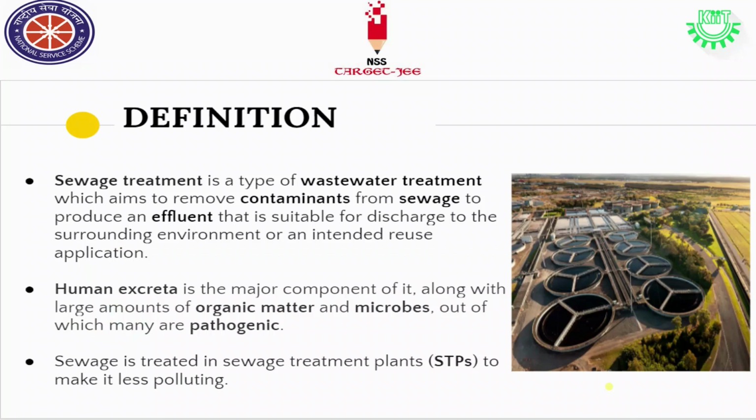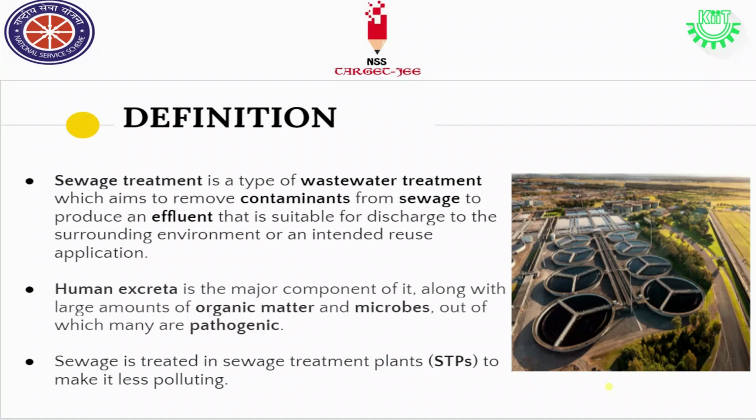We know that a large quantity of wastewater is generated in both cities and towns. A major component of this wastewater is human excreta. This municipal wastewater is also called sewage. Sewage treatment is a type of wastewater treatment which aims to remove contaminants from sewage to produce an effluent that is suitable for discharge to the surrounding environment or an intended reuse application.